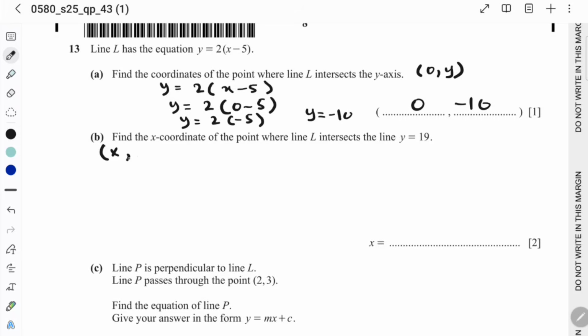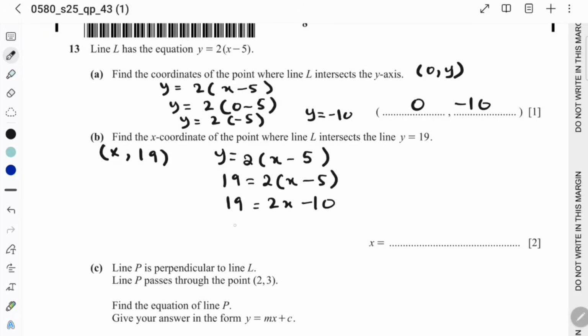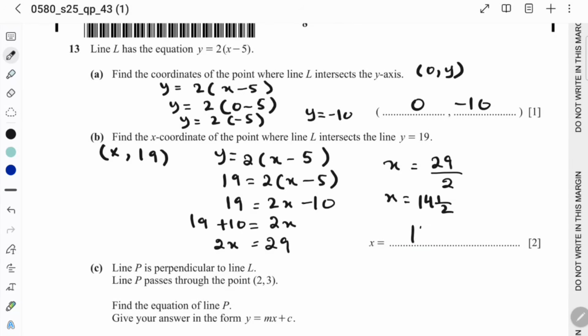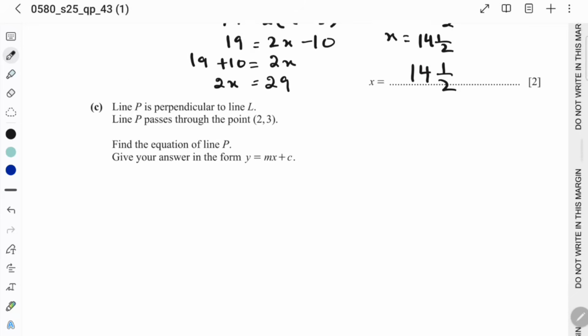So what do we do? x comma 19, we are just substituting in the main equation. y is equal to 2 times x minus 5, then 19 is equal to 2x minus 10, and 2x is equal to 19 plus 10. It means 2x is equal to 29 and x is equal to 29 over 2. You know that 2 times 14 is 28, so that is 14 and 1 over 2 or 14.5. Both answers are acceptable. 2 marks question.